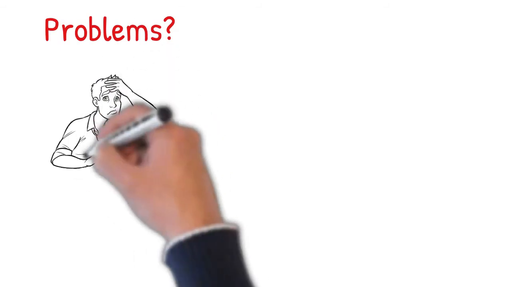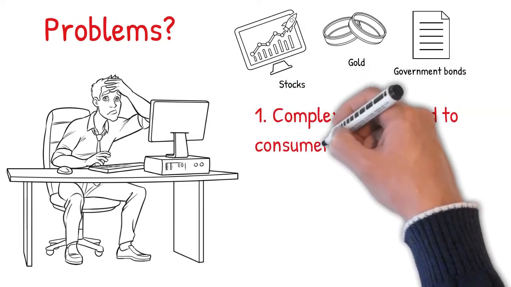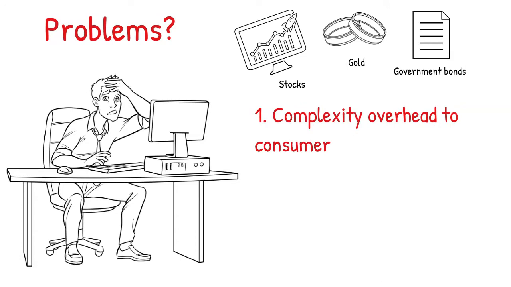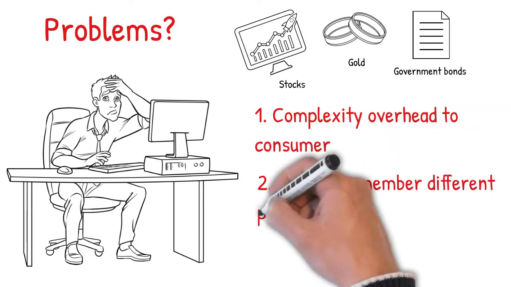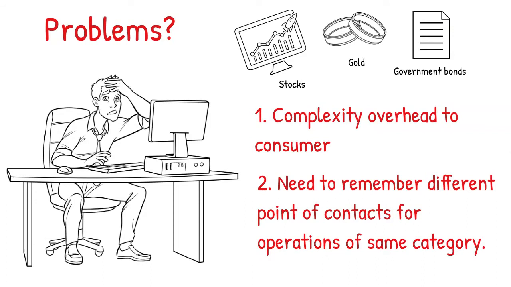And imagine we have government bonds, we can have mutual funds, we can have n number of investment options. And every time consumer wants to consume one of these options, the headache, the overhead to understand the complexity of each and every entity, understanding how to consume each and every entity, and remembering the point of contacts to access different set of operations on these entities. This is going to be a lot of trouble for the consumers.